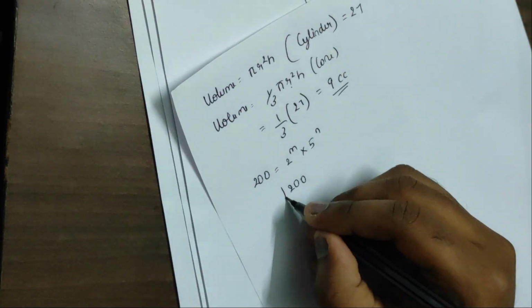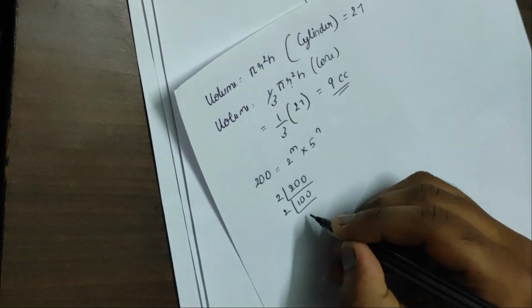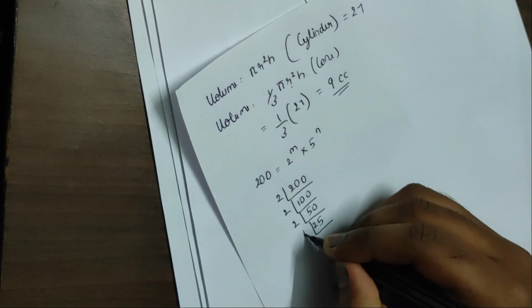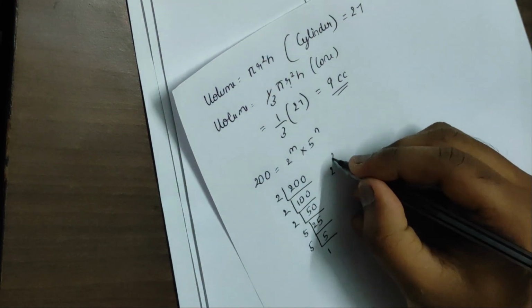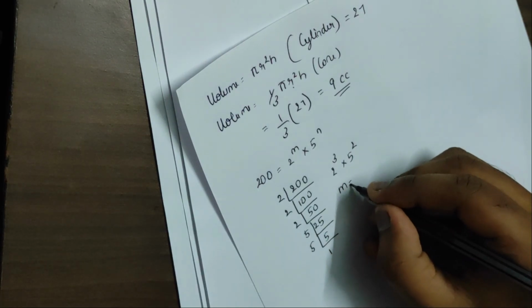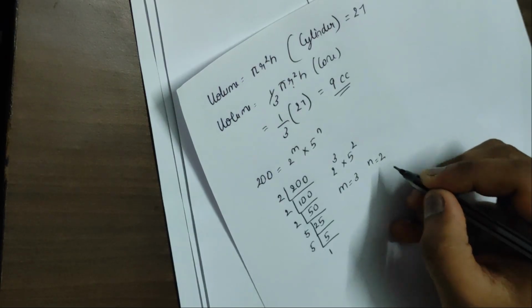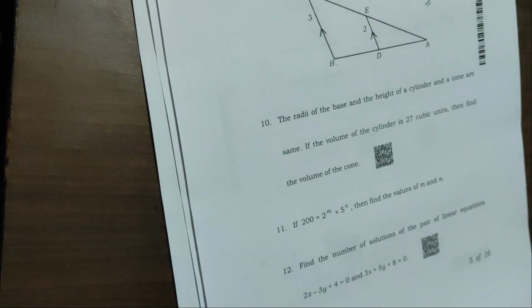We have to divide the value of 200 by prime factors: 200, 100, 50, 25, 5, 1. This is 2 to the power 3 into 5 to the power 2. The value of m is 3 and the value of n is 2. So the answer is m equal to 3 and n is 2.